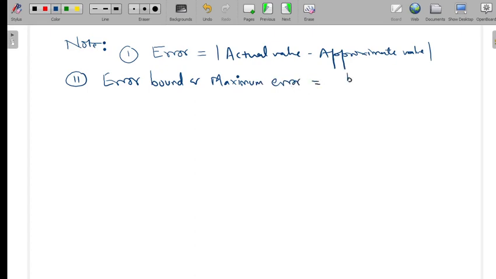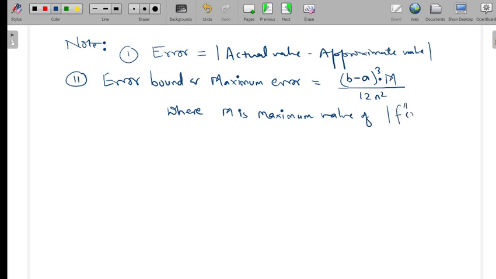Maximum error equals M times (b minus a) whole cube, this is the formula, dear students, over 12 n square, where M is the maximum value of the second derivative in [a, b].